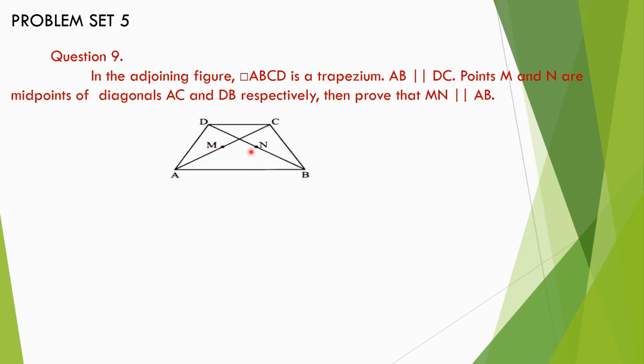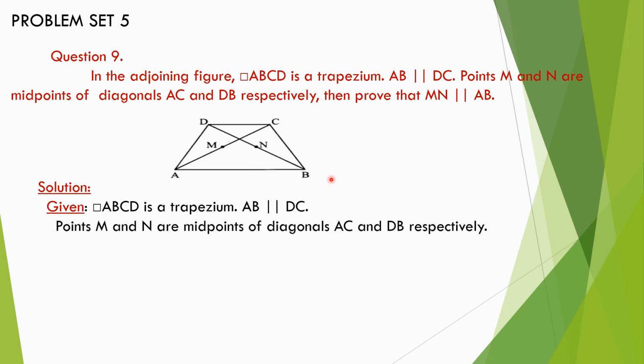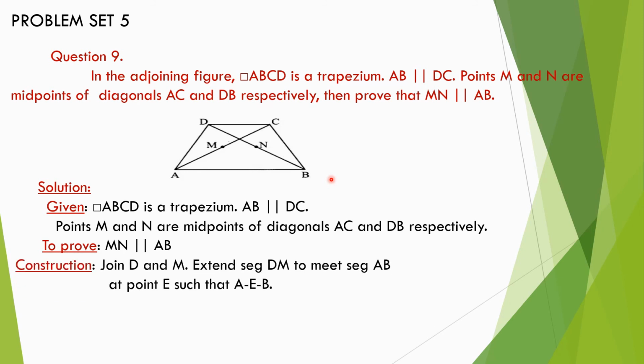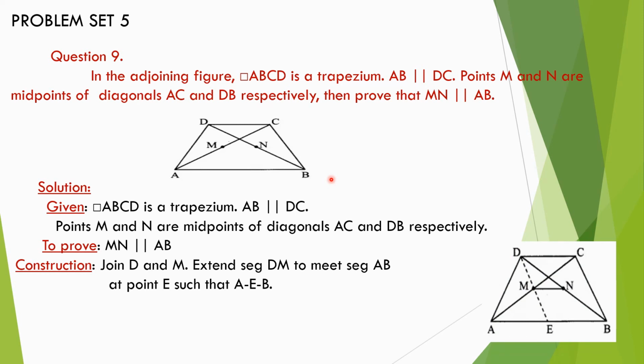Then solution. First write given. Quadrilateral ABCD is a trapezium and AB parallel to DC. And points M and N are midpoints of diagonals AC and DB respectively. And to prove MN parallel to AB. Here do the construction first. Join D and M. Join D and M and extend the segment DM to meet the segment AB at the point E such that A-E-B.